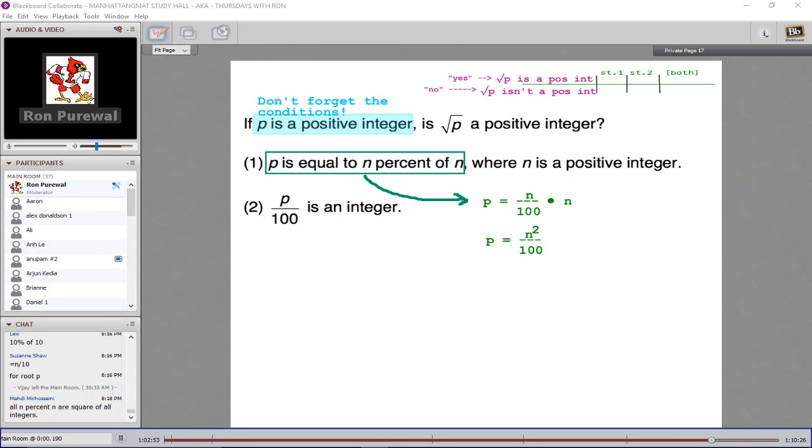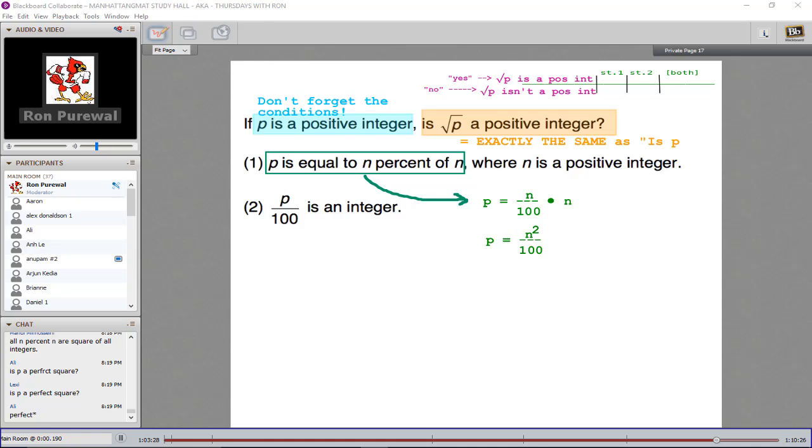Also, what is this really asking? Like, what is square root of P a positive integer? What's another way of saying that? If the square root of something is an integer, then that means it's a perfect square. So you can also rephrase it like this. This is exactly the same thing as, is P a perfect square? Give me a smiley face if that makes sense.